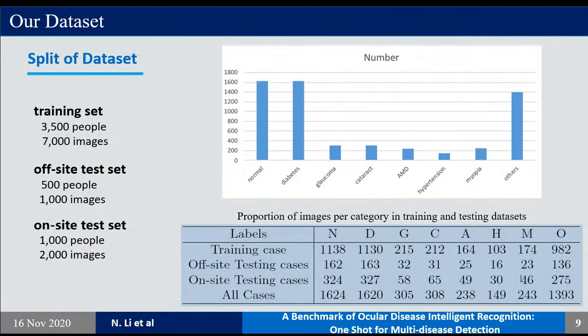The proportion of images per category in the training set and test set is summarized in the table above. We can observe that there exists serious class imbalance in OIA-ODIR, which is challenging for multi-label disease recognition.